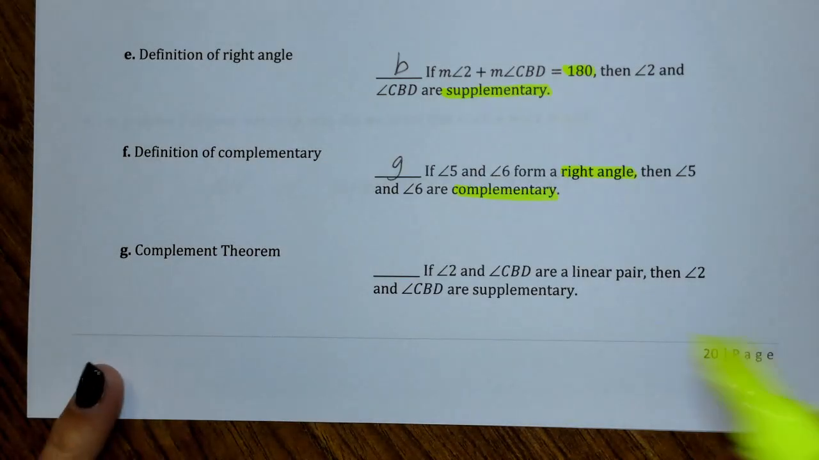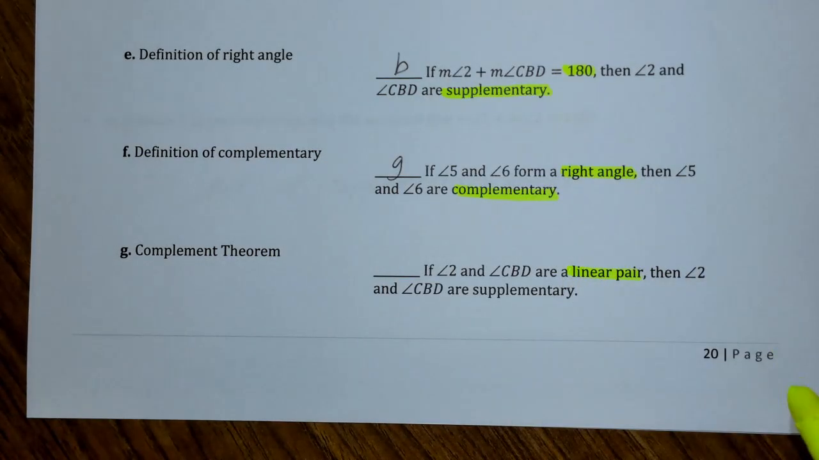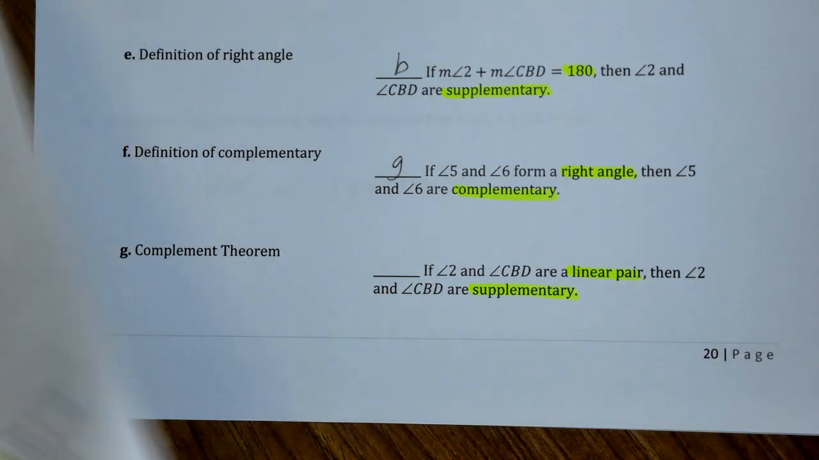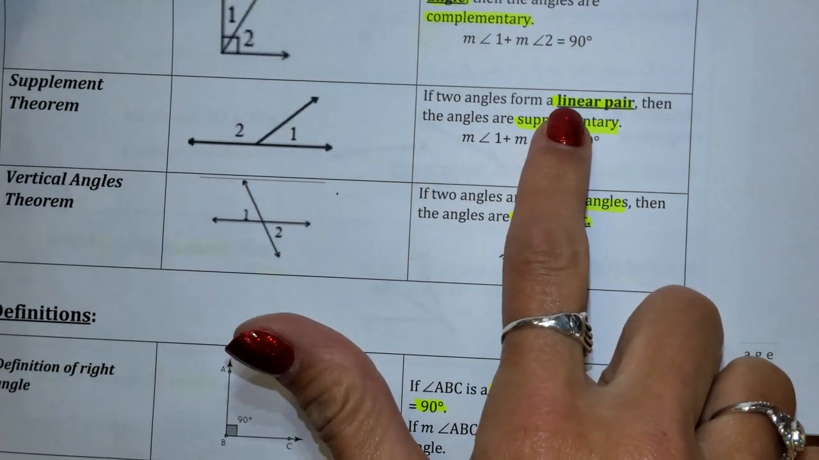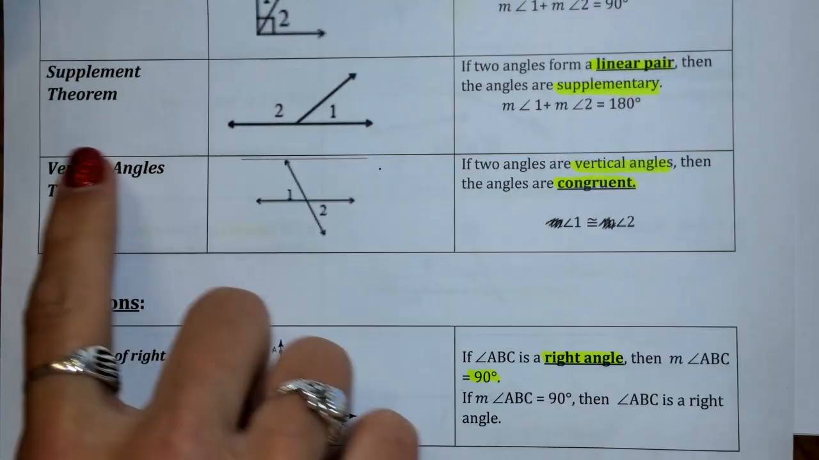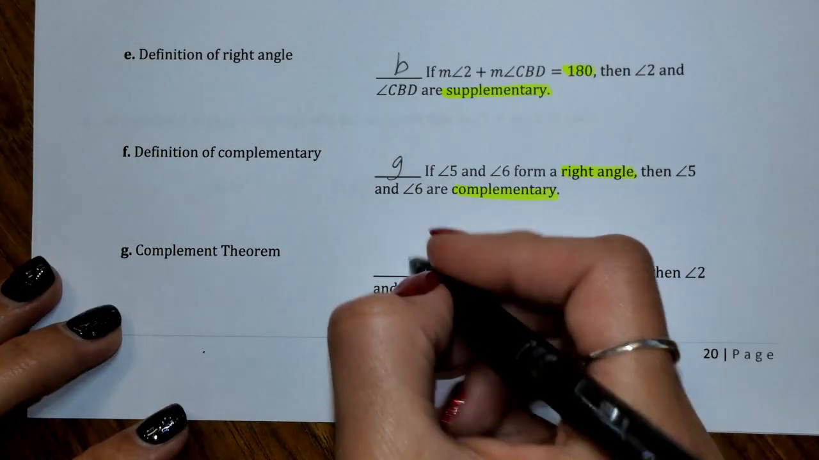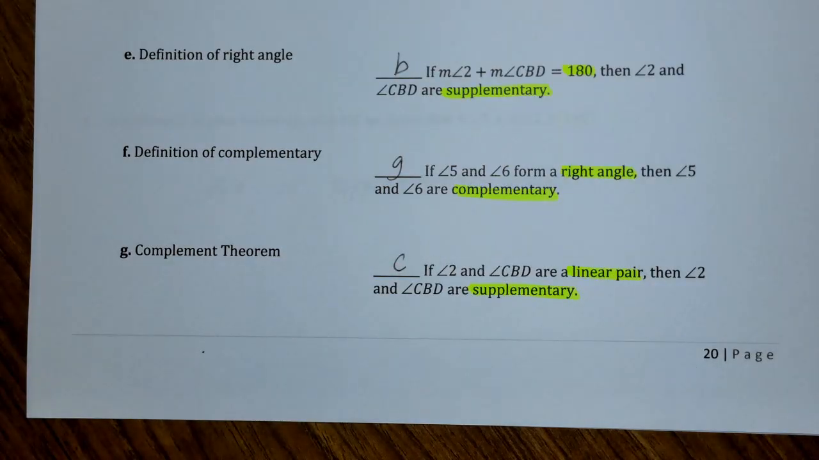And then last, linear pair. We have two angles that are a linear pair. Then the two angles are supplementary. Two angles are a linear pair. They are supplementary, supplement theorem. And you can't see it on my screen, but it's letter C at the top.